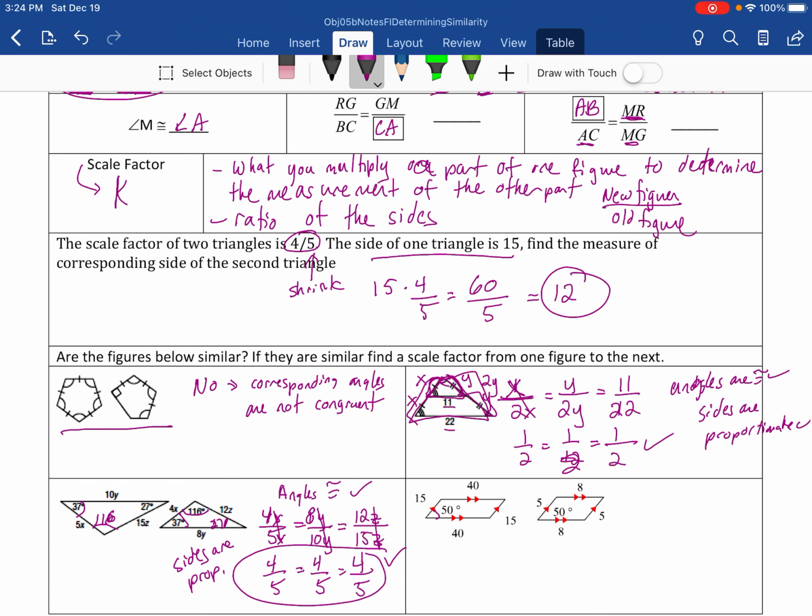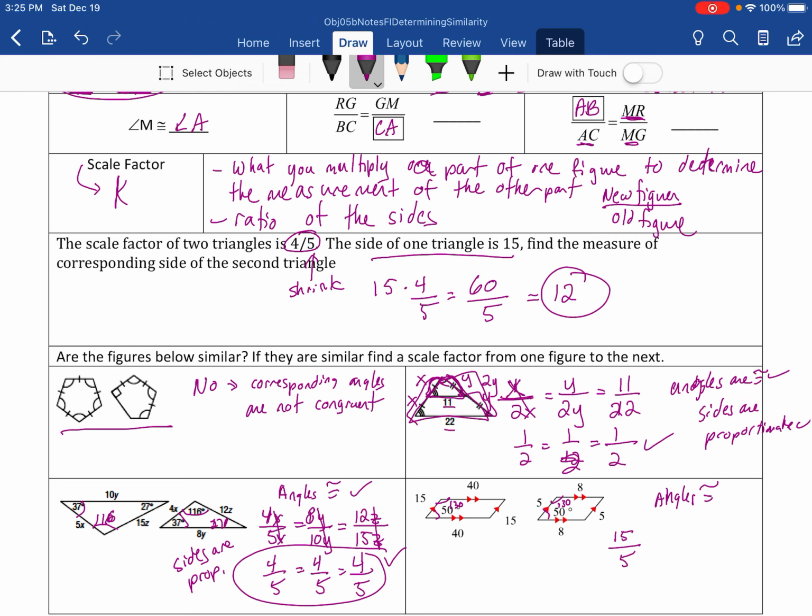Okay, last one. So I know this angle and this angle are the same. I know these angles both have to be 130, and if we keep going around, they're parallel. All the angles are the same. So the angles are congruent, now I look and see if the ratios of the sides are proportionate.